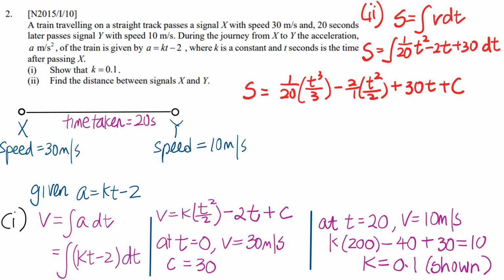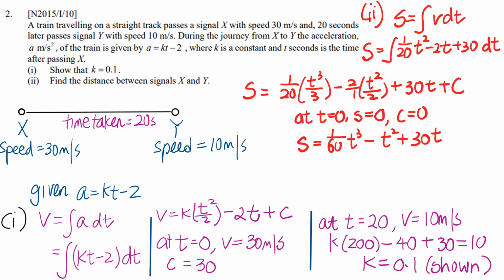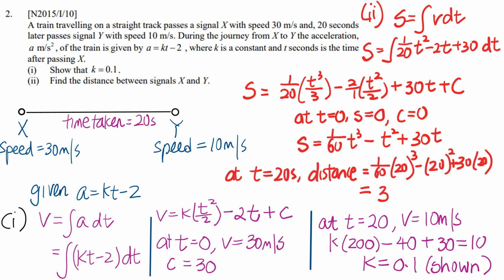So we need to sub in the values for t. At this juncture, we will have to assume that we start from signal X. So when t is 0, there's no distance traveled at all. So t equals 0, s is equal to 0. Therefore, you will find that your constant c is also 0. Hence, the expression for your displacement will be 1 over 60 t cubed minus t squared plus 30t. And then you sub in t: the journey between signals X and Y takes 20 seconds. So you sub t to be 20, and from there you calculate the total distance traveled to be 333 and 1/3 meters.